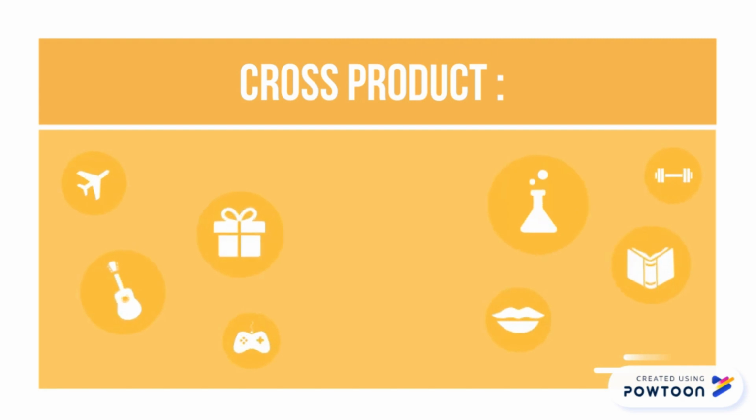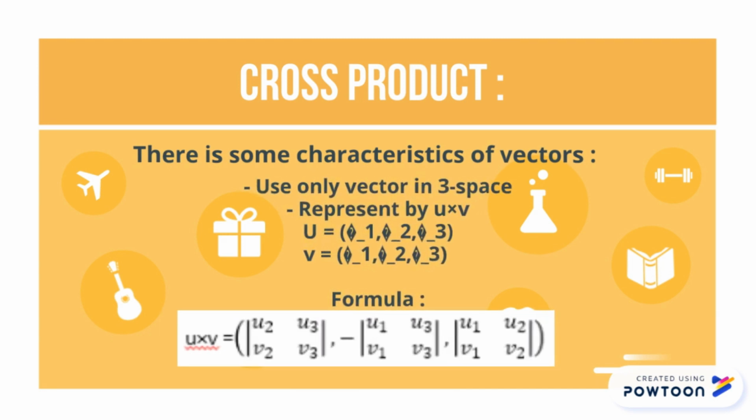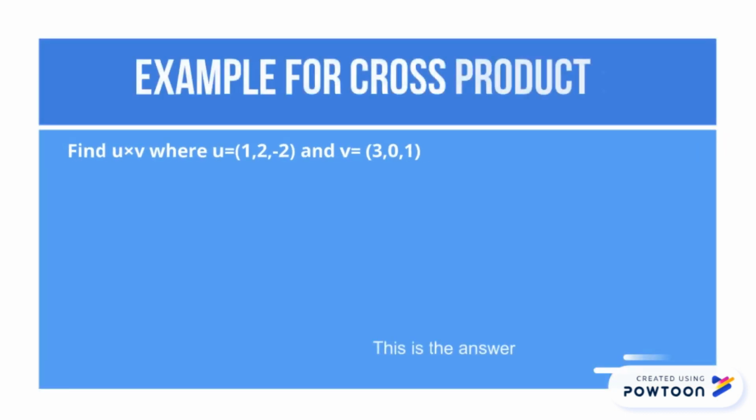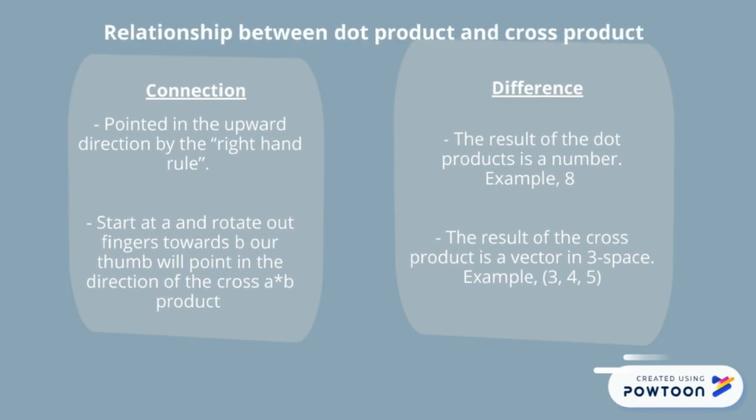As for the last part, we'll talk about cross product and its formula. And the following is a sample question for finding the cross product of two vectors. Just apply the formula given above. Well, this is about the relationship between dot product and cross product. We'll see the connection and difference between the two of them.